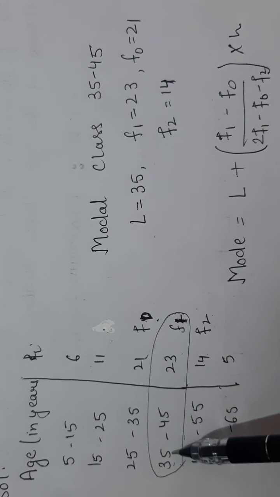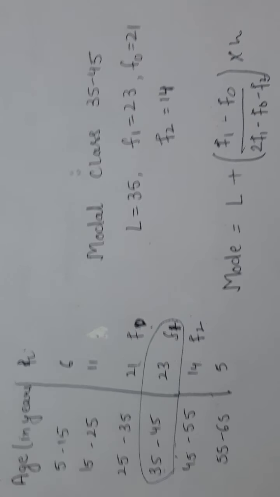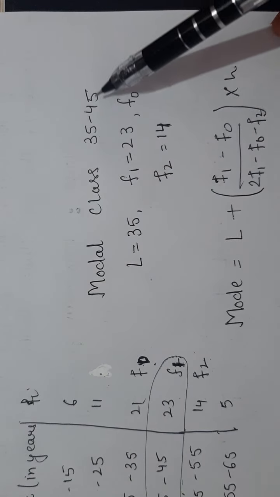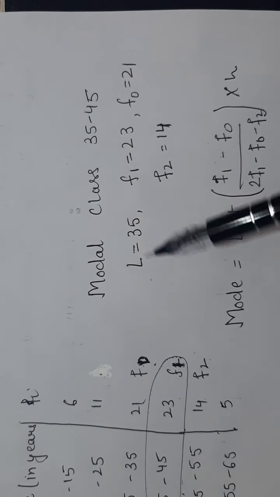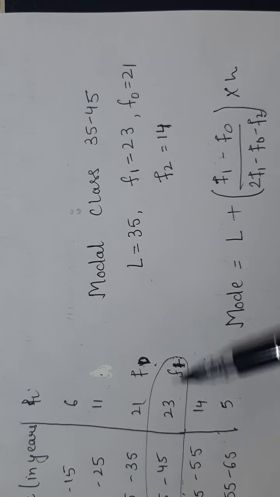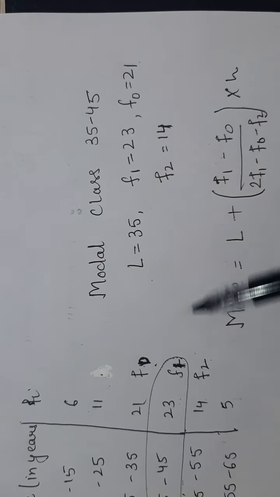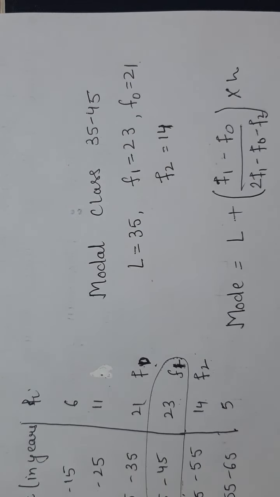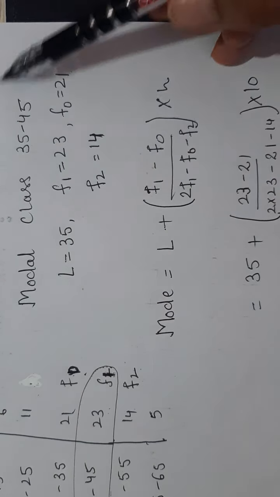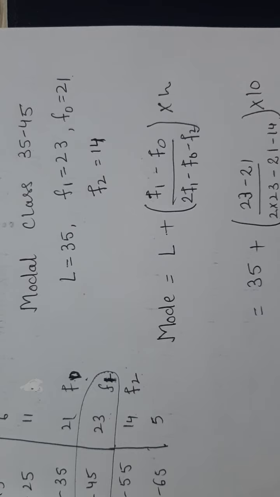So 35 is the lower limit of the modal class. Let's write it. The modal class is 35 to 45. The lower limit is 35. f1's value is 23. What is f0? f0 is 21. f2 is 14. Like this we have written all the terms which were used in the formula.